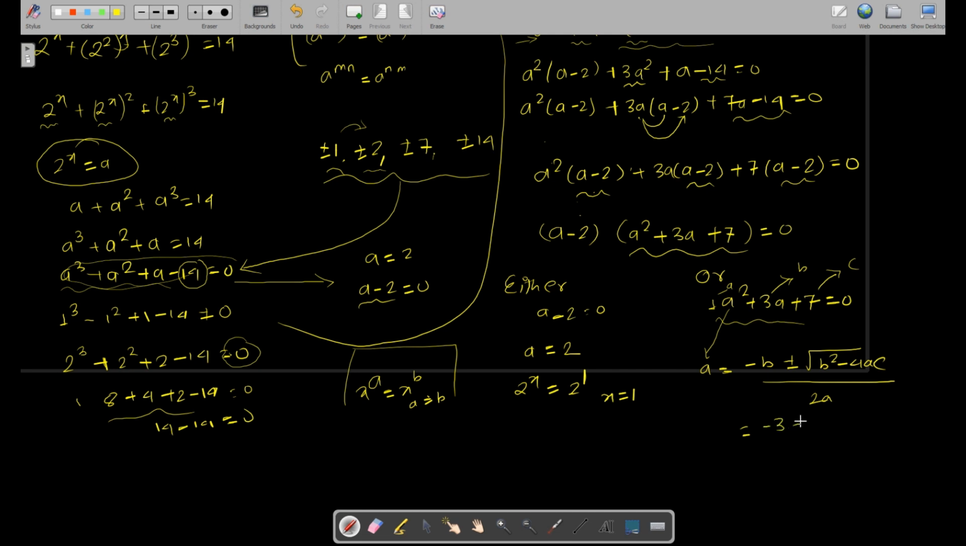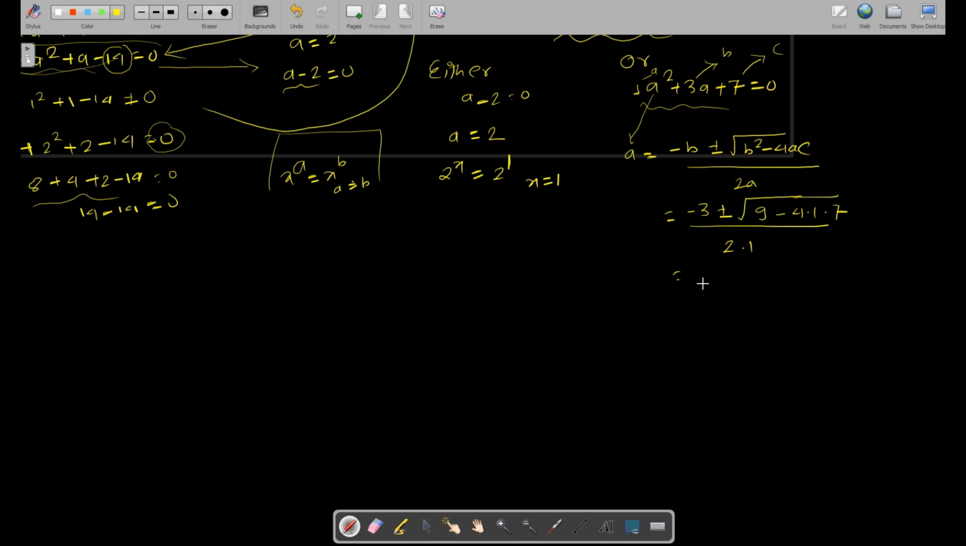So negative 3 plus minus square root of b squared, which is 9, minus 4 times a, which is 1, times c, which is 7, over 2 times a, which is 2 times 1. If you solve it further, what you will get here is negative 3 plus minus square root of 9 minus 28, over 2. Again solving further, minus 3 plus minus square root of 9 minus 28, which is minus 19, over 2.